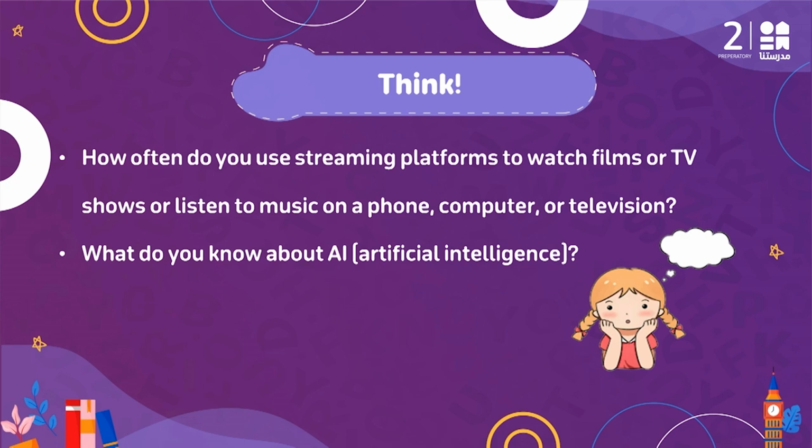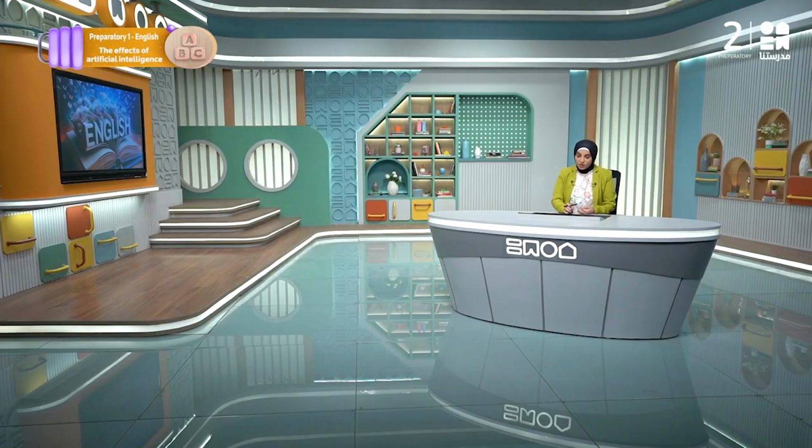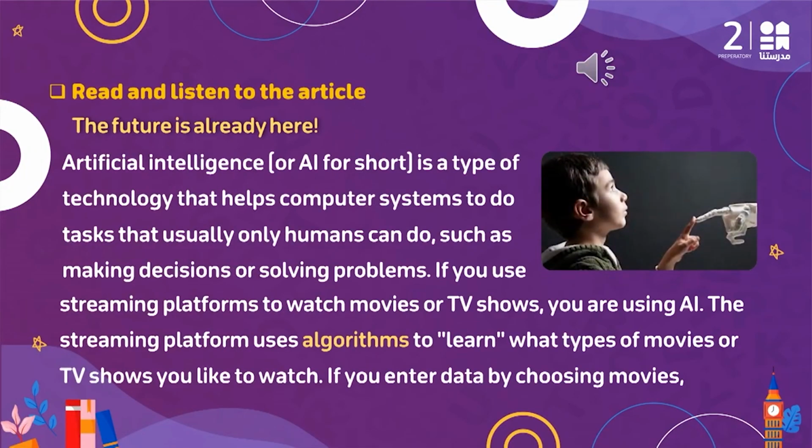So, AI. Now let's read and listen to the article, which is "The future is already here." Ready? Let's start. Lesson 2, The Effects of Artificial Intelligence. Page 46. Exercise 2. Read and listen to the article. Match the words to the definitions.